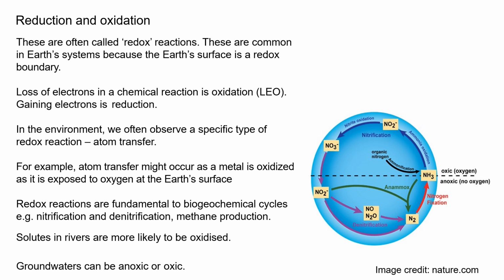And as a rule of thumb, the final 2 points for this set of slides on water chemistry is that the solutes in rivers are more likely to be oxidized because rivers are going to be able to exchange oxygen with the atmosphere. They're free flowing on the Earth's surface. Groundwaters, on the other hand, can be anoxic, but they still can be oxic as well. The way that groundwaters can lose their oxygen is most likely to be through microbial reactions in the subsurface. The microbes need the oxygen to breathe.